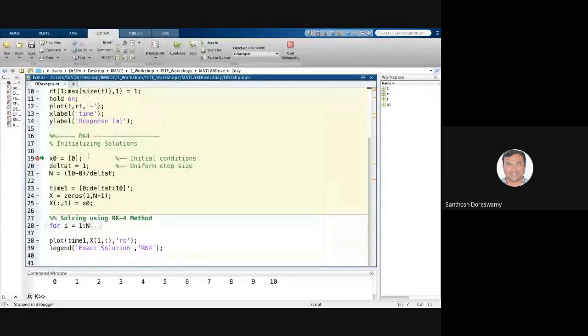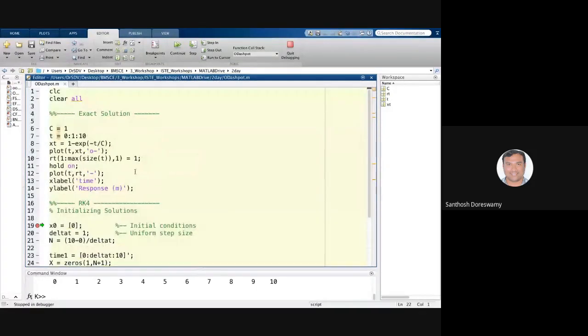Okay, we're computing the solution from 0 to 10 seconds with a uniform time step of 1 second, which is delta t. So the number of steps that I have to move through is t final minus t initial divided by delta t. That gives me the number of steps. Once I get that number, I make up a vector of time, time 1, where we have time stepping from 0 to 10. That's what we have done here for time t.